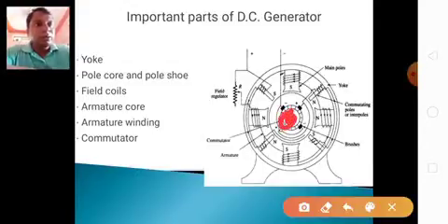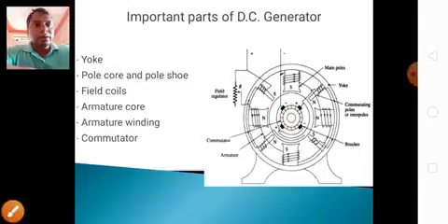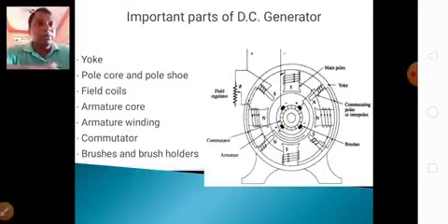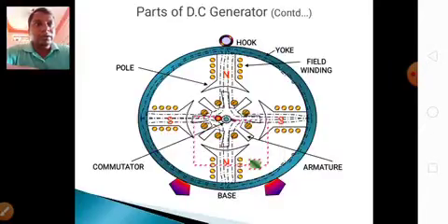This commutator makes current unidirectional. And the brush holders: we are taking the current from the brushes, and the brush holders hold the brushes. And bearings are there for easy rotation. This is the main diagram of this DC generator.